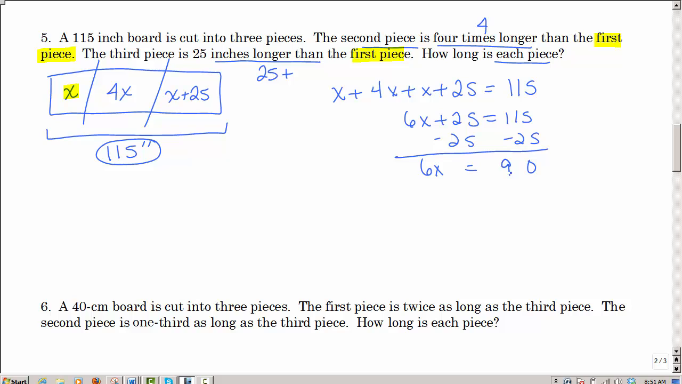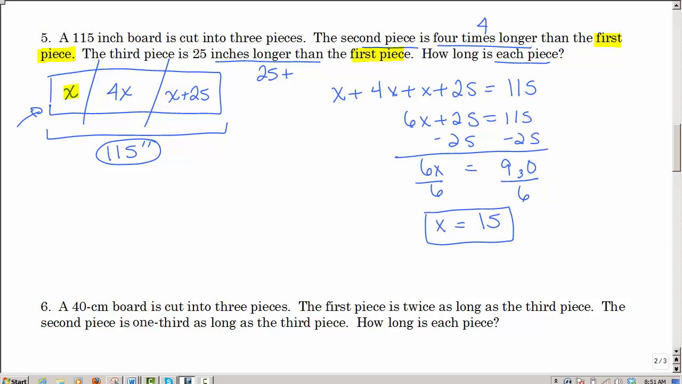Let's see, that's going to be 90. Divide by 6. Let's see, 6 goes into 9 one time with 3 left over, so that's 15. Now I'm not done. Now remember, I said to define my variable. With me drawing a picture, that's good enough.